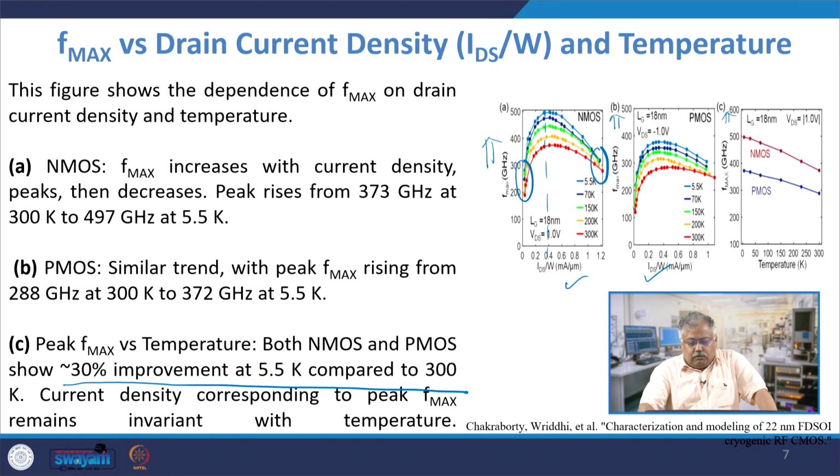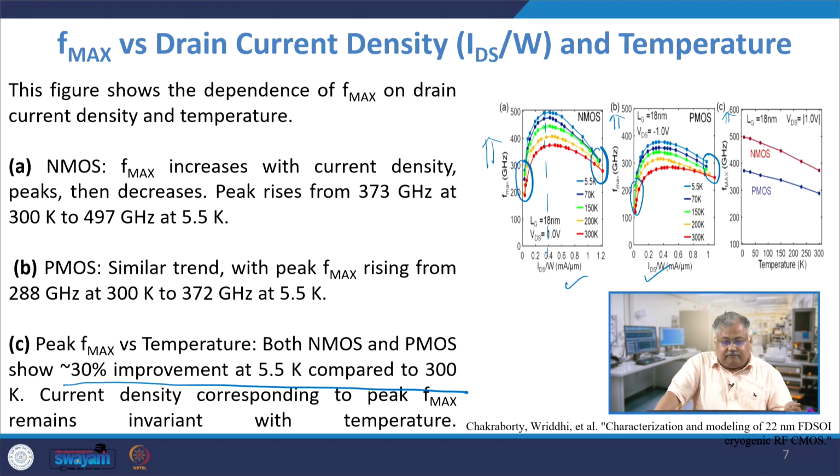Whereas, when you talk about PMOS, the difference at low temperature is very small, and there is also a small difference at high temperature, but it increases at somewhere around 0.2 to 0.4 milliampere per micrometer, normalized current.